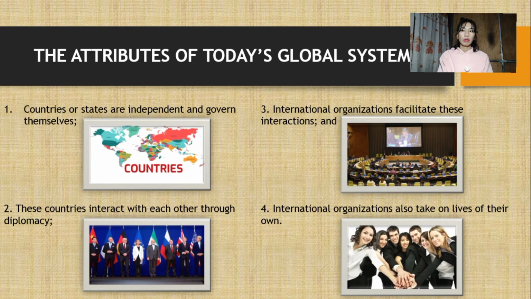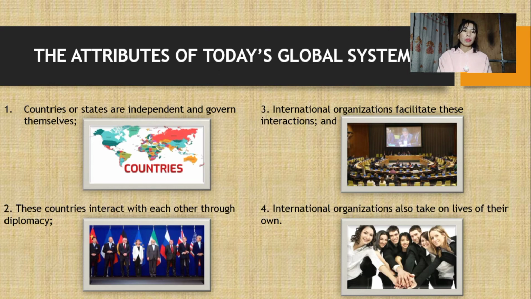So we are in the attributes of today's global system. But before that, what is global system? Global system is an economic and political structure in which capital, management, employment, knowledge, natural resources, and organizations are fully internationalized. The main determinants of the global system are nation states, multinational corporations, international institutions, and non-governmental organizations.